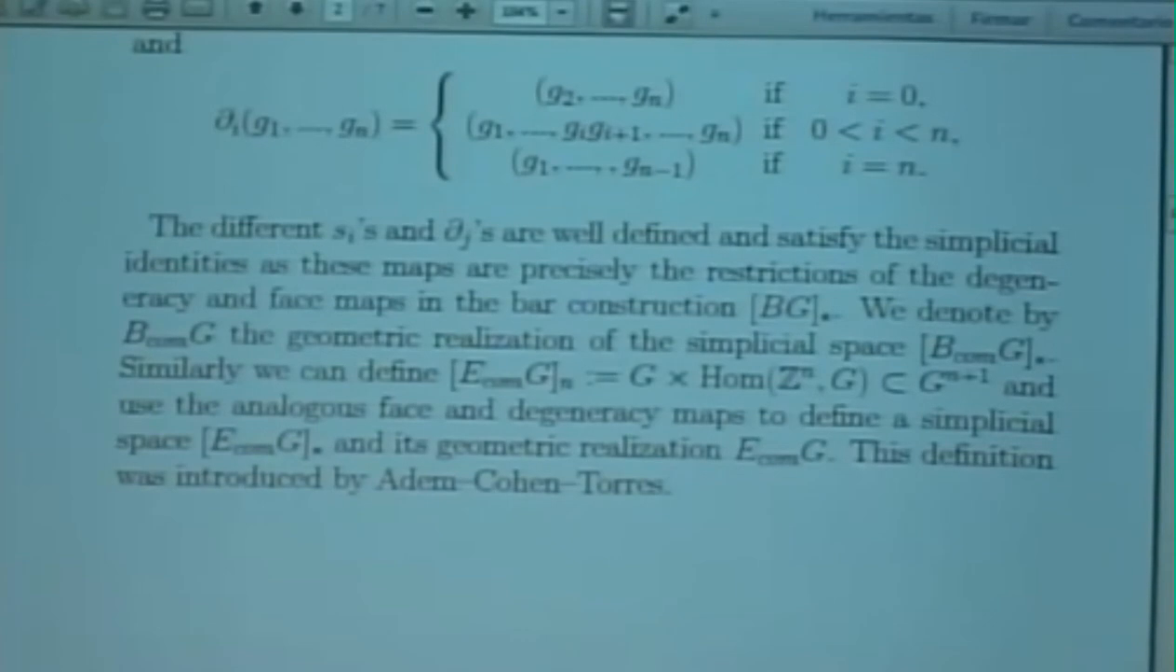Similarly, we can let the first variable be a free variable, put G in there, and we can define E_comm(G). This will define a simplicial space E_comm(G)_* with its geometric realization, which we will call E_comm(G) for the purposes of this talk.